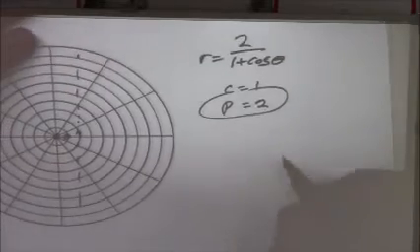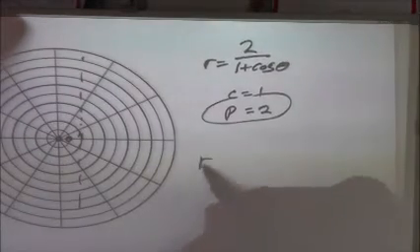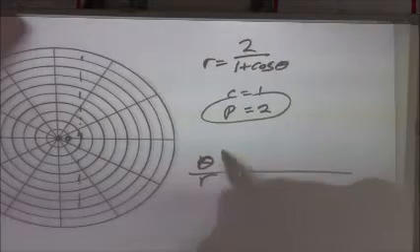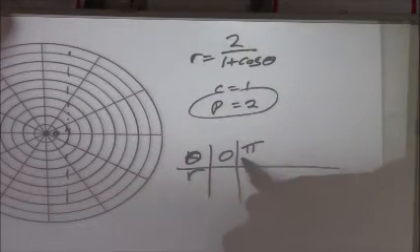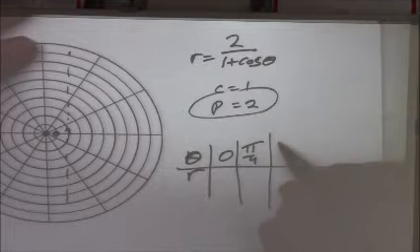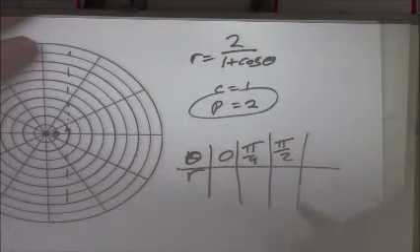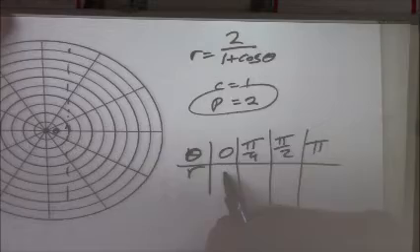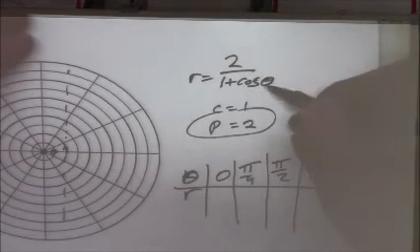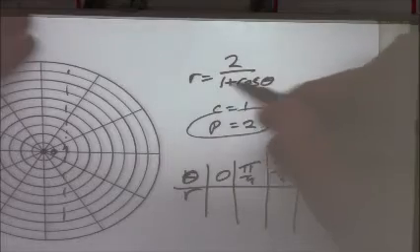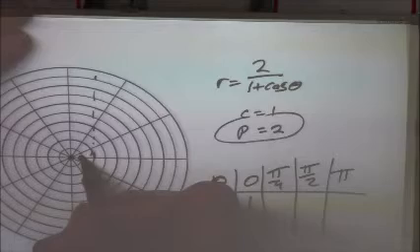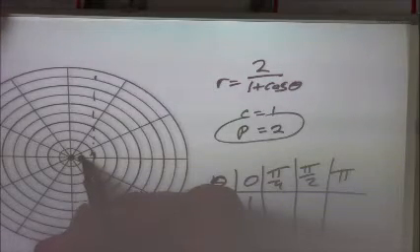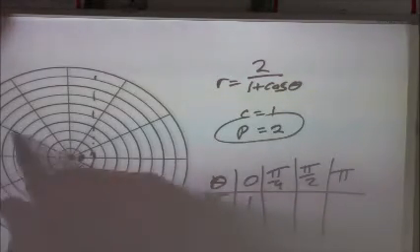The way I'm going to determine that is with theta and r. I'm going to go back to still using 0, pi over 4, pi over 2, and pi. At 0, because cosine of 0 is 1, I have 2 over 2, and that means we're at 1. So at 0, we have to go out to a distance of 1. That's where we're going to start making our parabola.